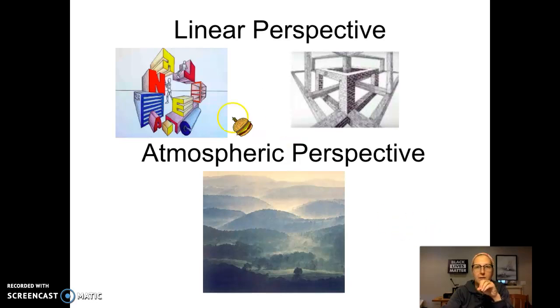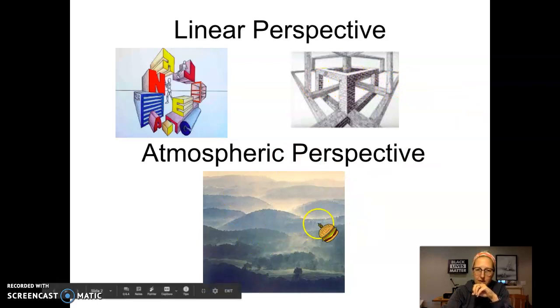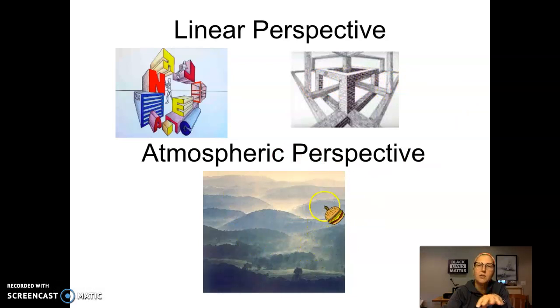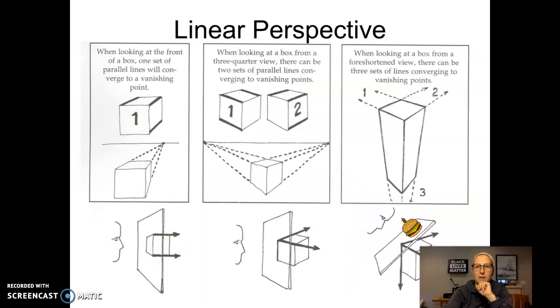So linear perspective is what you're seeing up here. It is the illusion of depth created with a horizon line that's very distinguished and 1, 2, 3, or maybe 4 vanishing points. Atmospheric perspective is when you see the atmosphere changing the illusion of depth that you see in space. So our basics of linear perspective.